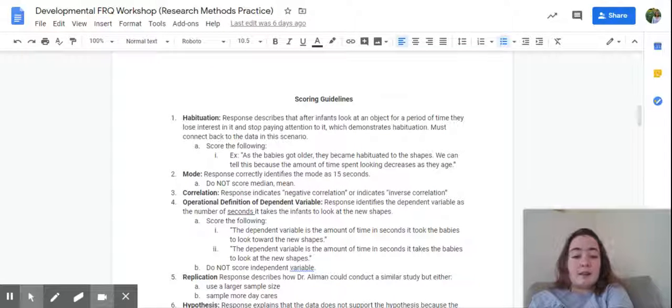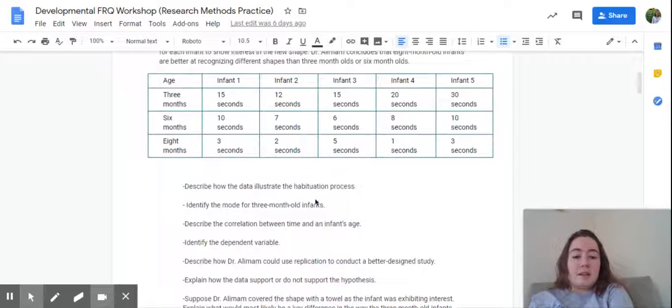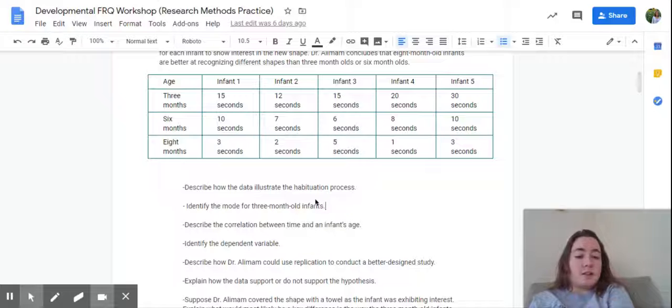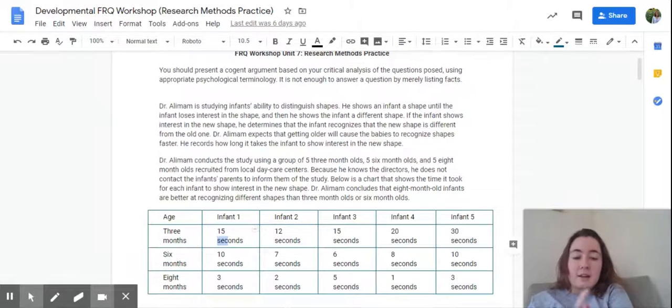Then the next thing we looked at is the operational definition of the dependent variable. So remember, dependent variable is the thing that changes as a result of the experimenter changing the independent variable. So right, independent variable is what the researcher changes, and then dependent variable is dependent on the independent variable. To find out what the independent and dependent variable are, I would ask myself, okay, what's the researcher changing? And then what's going to change as a result of that?